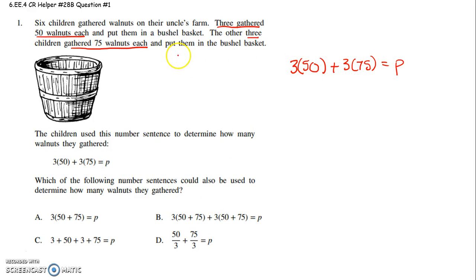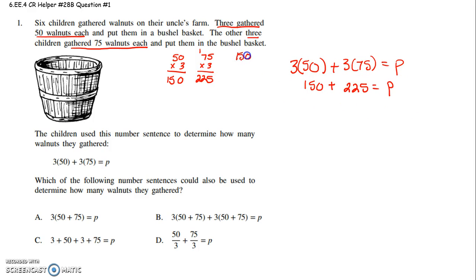So 3 times 50. 3 times 0, 0. 3 times 5 is 15. So that's 150. Still have my plus sign. 3 times 75. 5 times 3 is 15. Put down a 5, carry a 1. 3 times 7 is 21. 1 more is 22. So we'll add on 225. Together, that will give us how many walnuts we gathered.